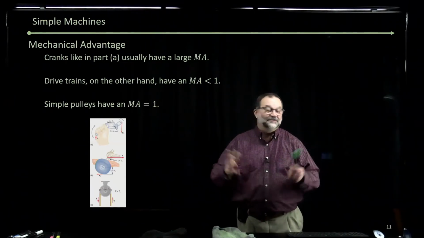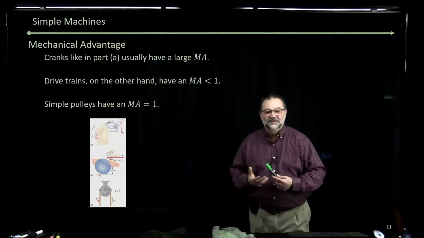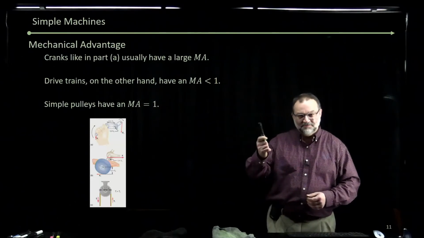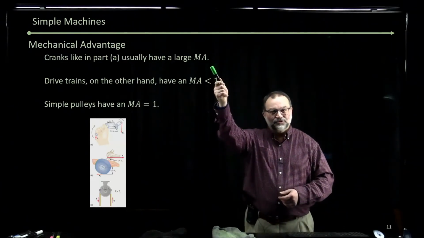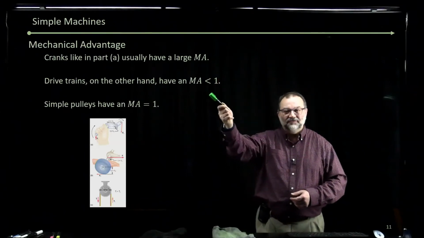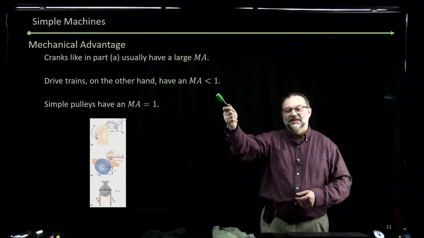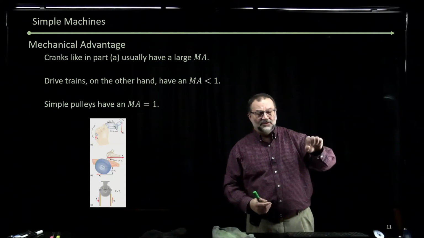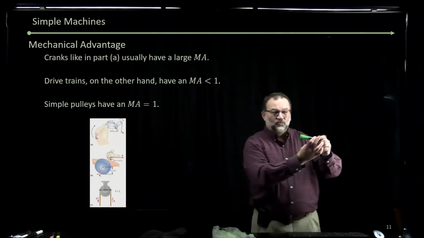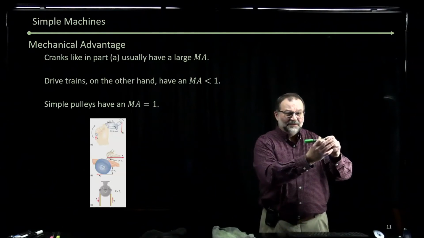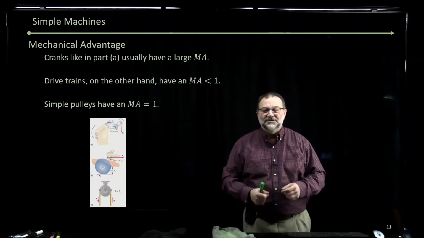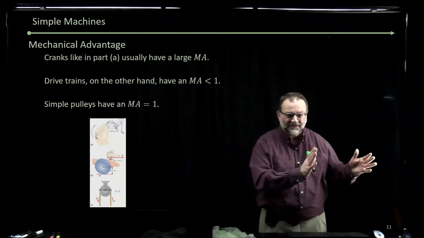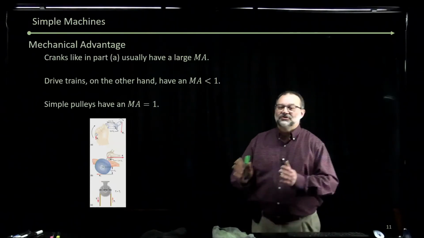All right, so a lot of different types of machines have different mechanical advantages, but most of them, not all of them, we're trying to increase the mechanical advantage. But in drivetrains, we actually have a mechanical advantage less than one. If you think about it, this happens in your airplane as well. You've got a very small rod that's rotating, and it's rotating something large. And so you give up mechanical advantage all the time. Why? Because you've got ways of generating the power to do that.